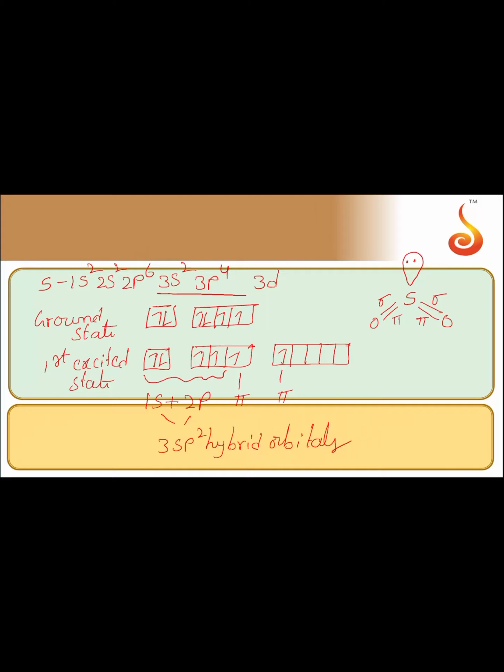Because of this lone pair, the shape of the molecule changes. Here the hybridization is sp2. Out of 3 pairs of electrons, one is a lone pair and 2 are bond pairs. So the shape of the molecule is angular. So SO2 undergoes hybridization in the first excited state, its hybridization is sp2, and the shape of the molecule is angular. Out of 3 pairs of electrons, 2 are bond pairs and 1 is a lone pair.